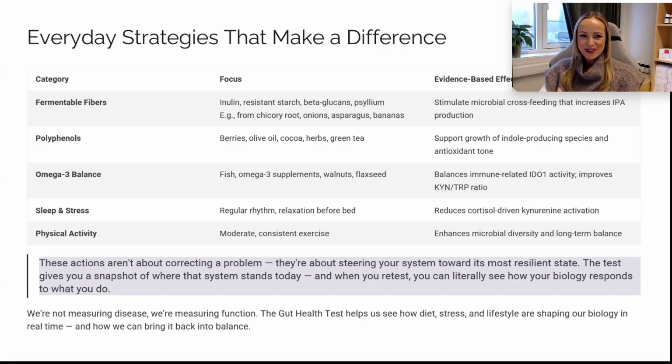And I think when you listen to all of these listed together, it sounds familiar, because these are all the fundamentals of what a healthy lifestyle really is. So what the science of tryptophan metabolism really shows us is why these basics are so important. It's not just generic wellness advice, but it's the actual biological levers that help to tune your gut and your metabolism and your immune communication into balance.